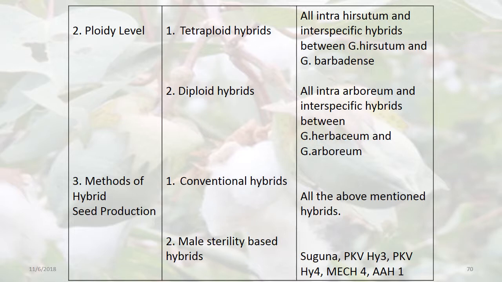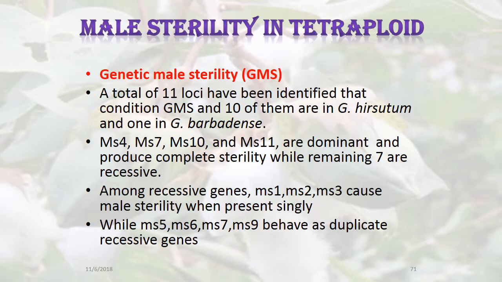Methods of hybrid seed production: conventional and sterility based. Conventional hybrids are those in which all the four species are involved in production of hybrids, and in male sterility the popular ones are Suguna, PKV Hybrid 3 or PKV Hybrid 4, MECH4, AAH1. Male sterility in tetraploid. In genetic male sterility, this has already been discussed in the previous slides.